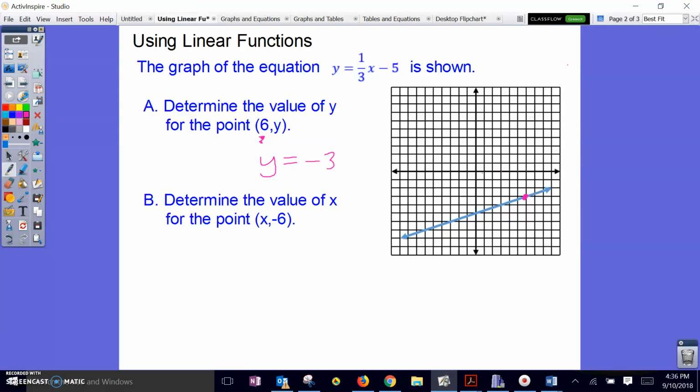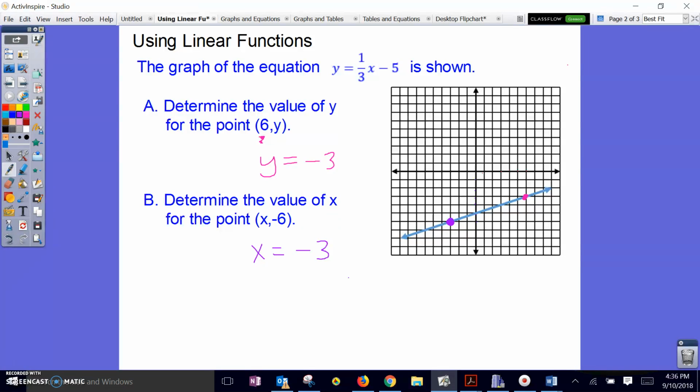All right. And let's look at part B, determine the value of x for the point (x, -6). So now we're looking for where the y value is -6. So I'm going to go ahead and count down 1, 2, 3, 4, 5, 6 to -6. Right here is where the y value is -6. And the x value there is, how about that? It's -3. Alright, so anytime we're trying to determine a coordinate of a point when we're given an equation and a graph, it's really easy to just go ahead and count over and find the appropriate coordinate for that point.